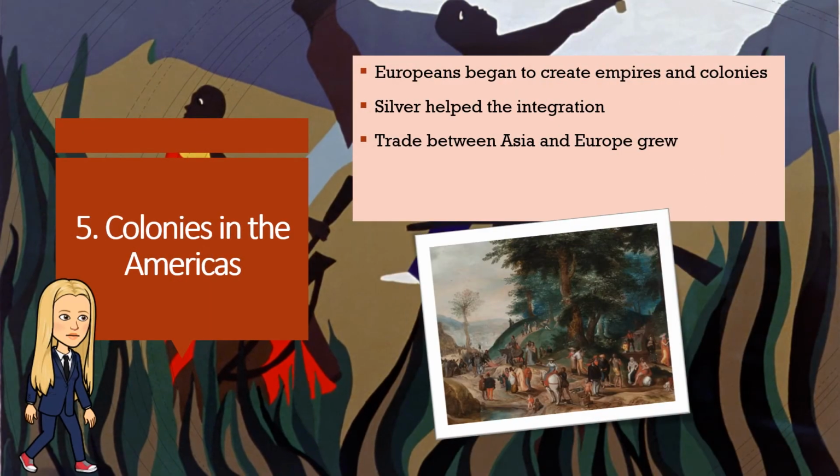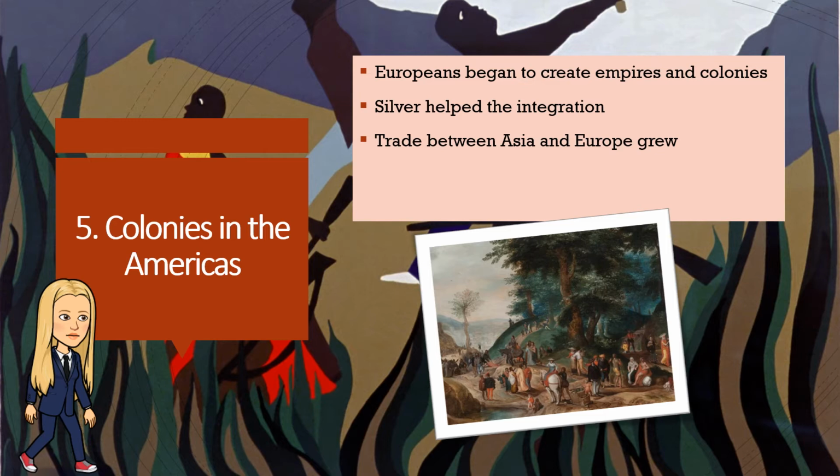In contrast to the trading empires in the Indian Ocean, Spain created an empire in the Americas. Soon Portugal, England, France, and the Netherlands established colonies there. The discovery of large deposits of silver in Spain's colonies helped further integrate Europeans into the global economy.